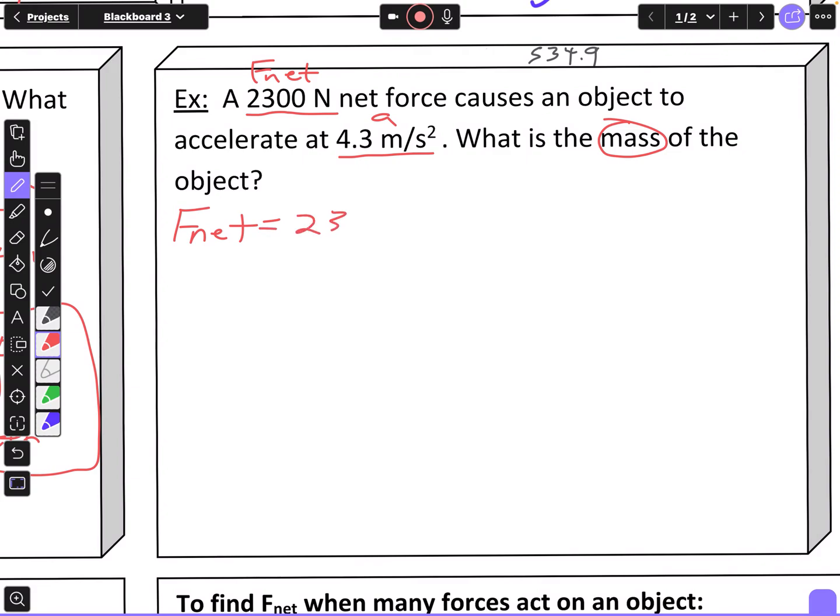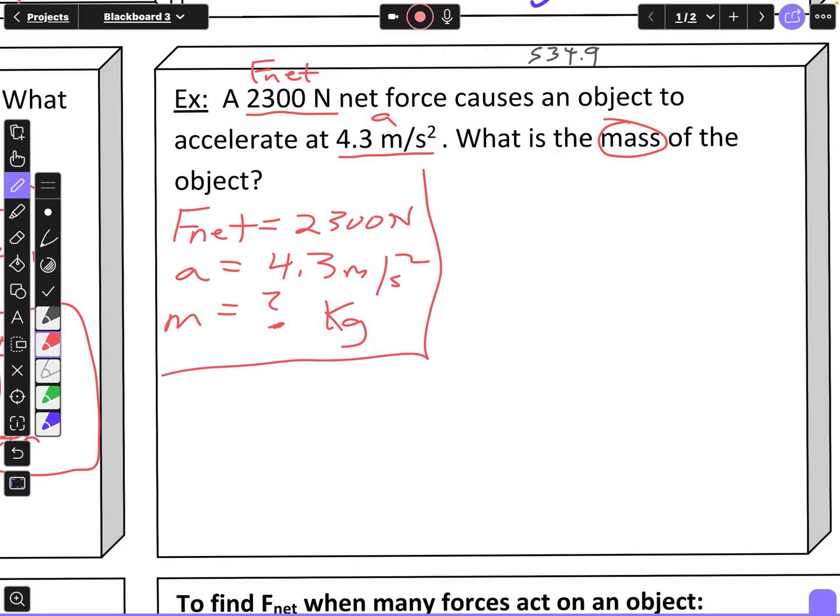equals 2,300 newtons. Acceleration equals 4.3 meters per second squared. And what is the mass? Units for mass are kilograms. Next, I'm going to write my equation. F net equals m times a.